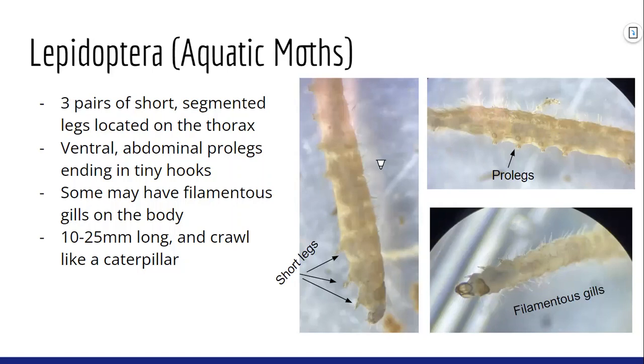They are 10 to 25 millimeters long. They will crawl just like a caterpillar. And sometimes they'll have filamentous gills that you can see on the body here.